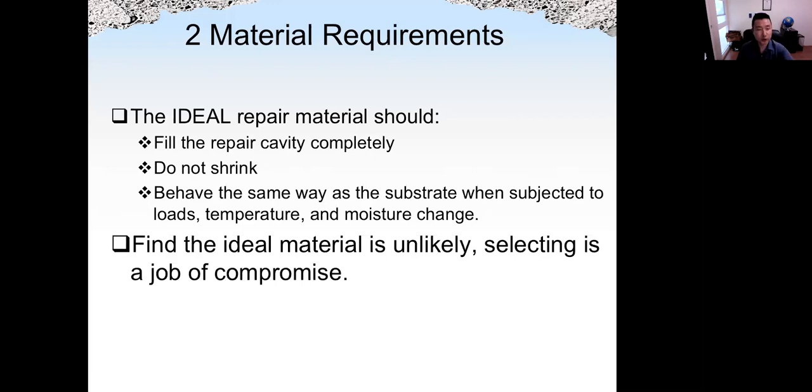The ideal repair material should have these functions. You need to fill the repair cavities completely and not shrink, or shrink very little. That is because old substrate, old concrete, does not really shrink as much. And the ideal repair material should behave the same way as the substrate when subjected to temperature and moisture change. So selecting an ideal material is very hard, but it's a job of compromise, to balance between what we have in hand and what is required for the repair job.